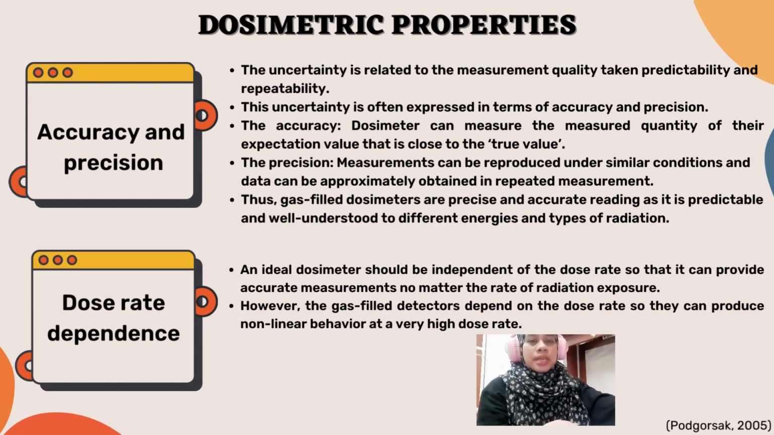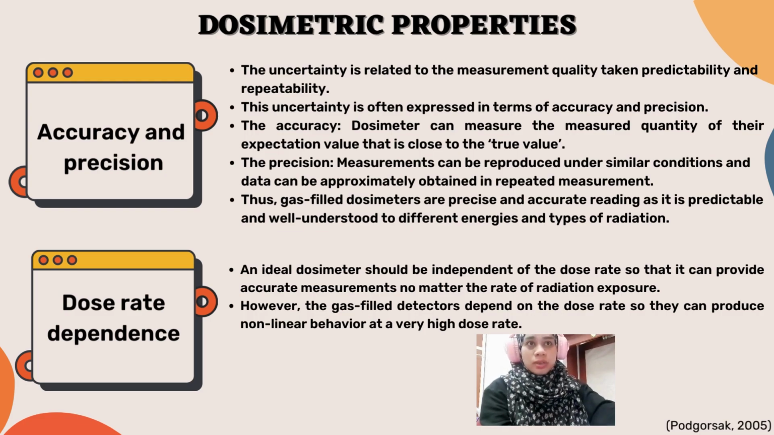So the first one is accuracy and precision. When it comes to measurements, uncertainty can occur. Uncertainty means the doubt that exists about the result of any measurement, and this uncertainty is related to the measurement quality, predictability and repeatability. This is often expressed in terms of accuracy and precision.